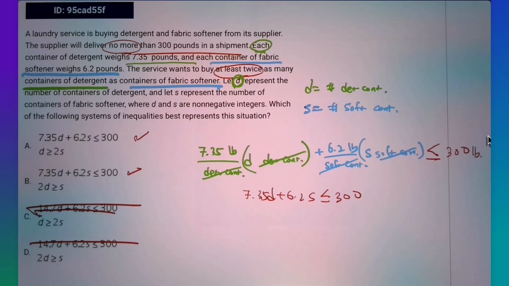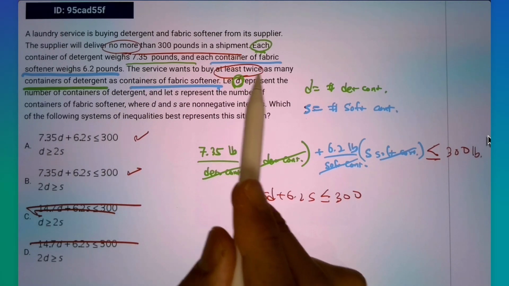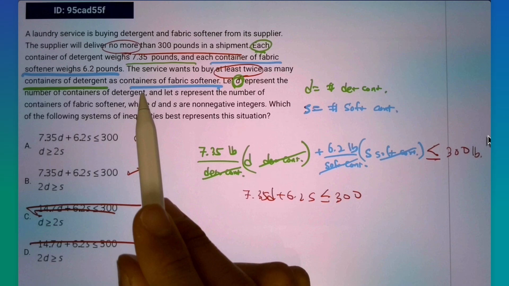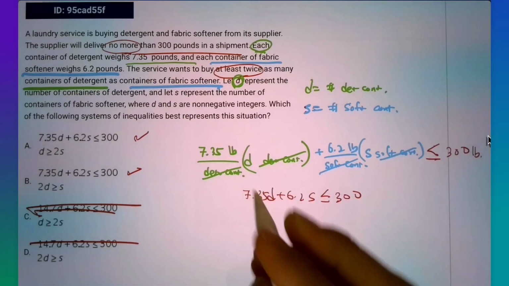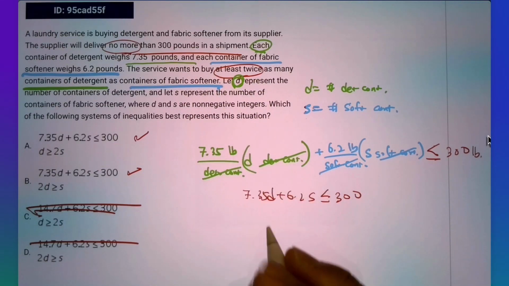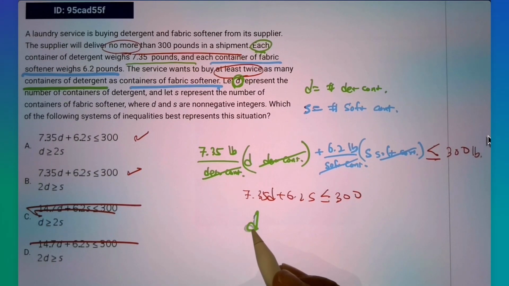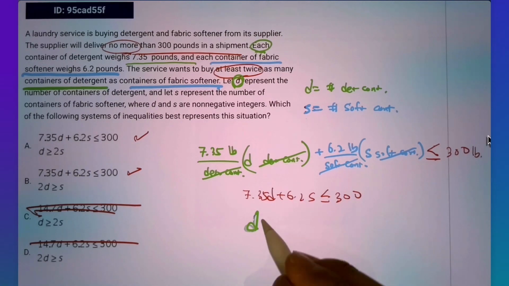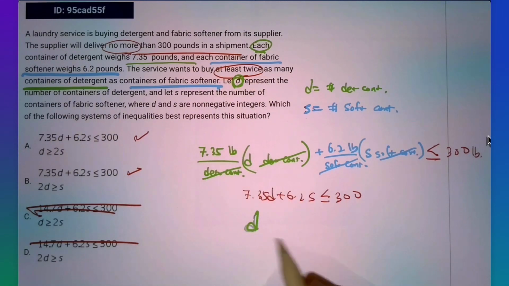Okay, so we need to translate the second part. It said the service wants to buy at least twice as many containers of detergent as containers of fabric softener. So that means the green, we got D containers. D stands for the number of containers of detergent. Okay, here, right? Twice as many.